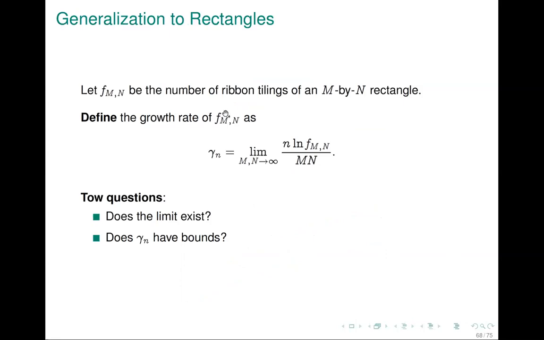Now I would like to generalize it to rectangles. I define gamma. First of all, F sub capital M, N will be the tilings of this rectangle, and the growth rate is defined this way: the log divided by the size of this region. The size is just the number of tiles contained in this region. I call this gamma n. So there are still two questions: does the limit exist or not, and how can we bound this gamma?